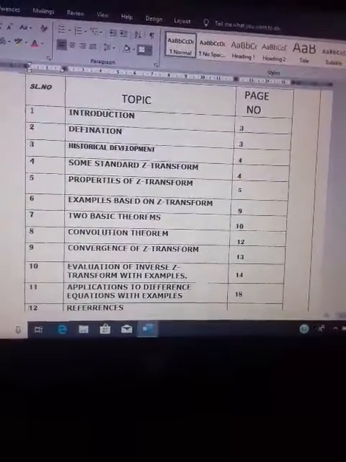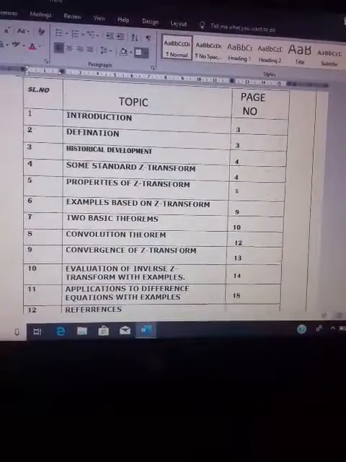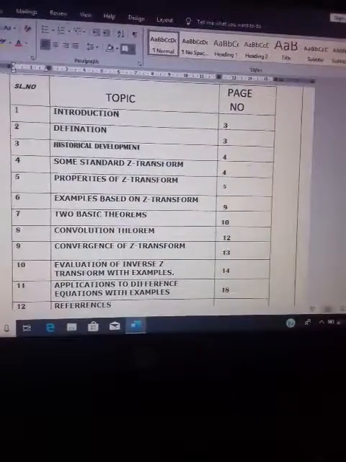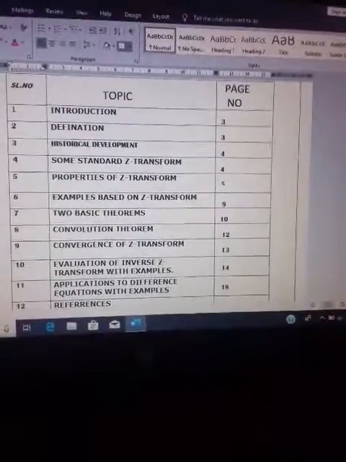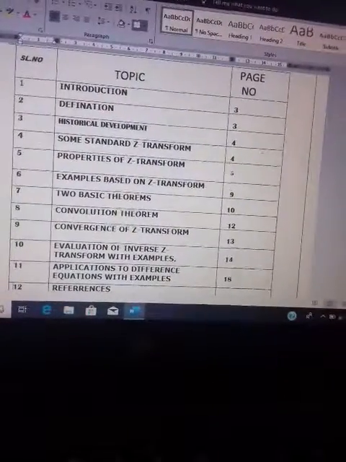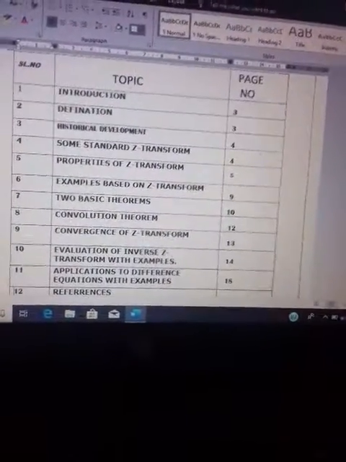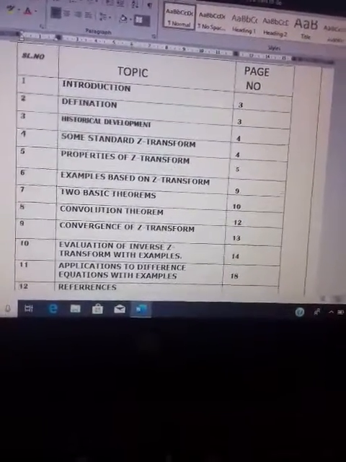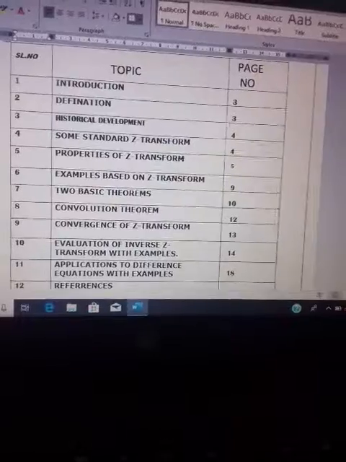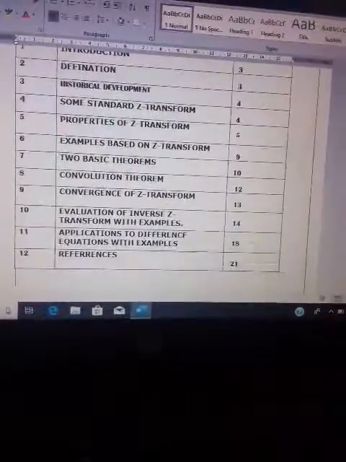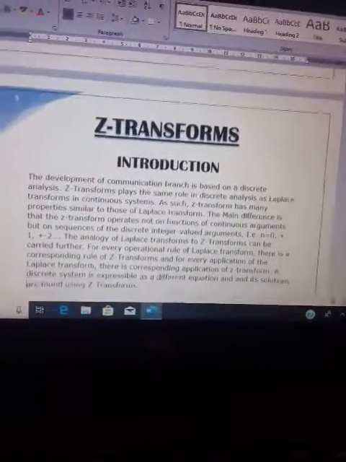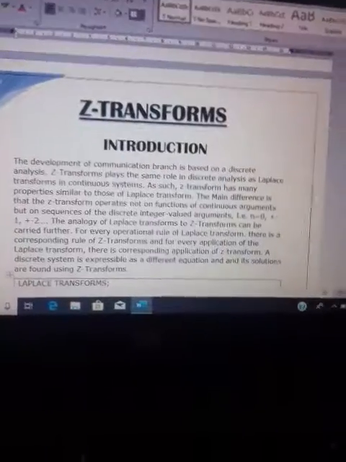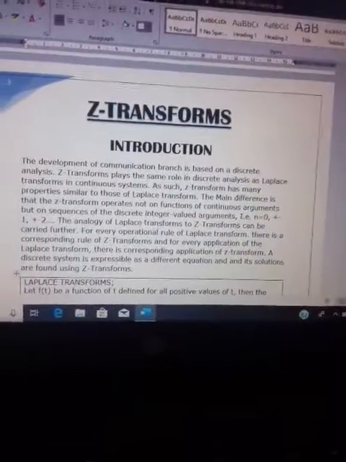I had an introduction, definition, historical development, some standard Z transforms, properties of Z transform, examples based on Z transform, two basic theorems, convolution theorem, convergence of Z transform, evaluation of inverse Z transform with examples, and application to difference equation with examples. Firstly, now I start with the introduction and definition of Z transform.